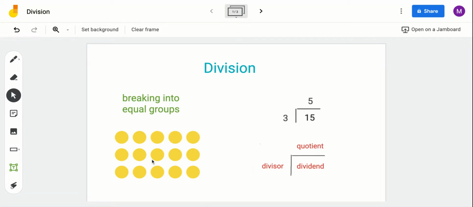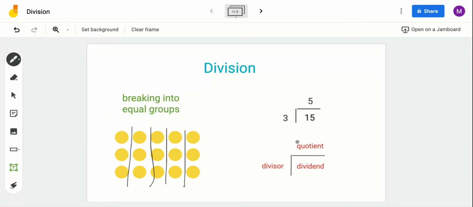And so we have 15 dots here. We have 1, 2, 3, 4, 5, 10, 15 dots. And so we could do the division problem 15 divided by 3 equals 5. And so what that means is that we are going ahead and making a group of 3, another group of 3, another group of 3, another group of 3. And when we do that, we end up with 1, 2, 3, 4, 5 groups of 3.